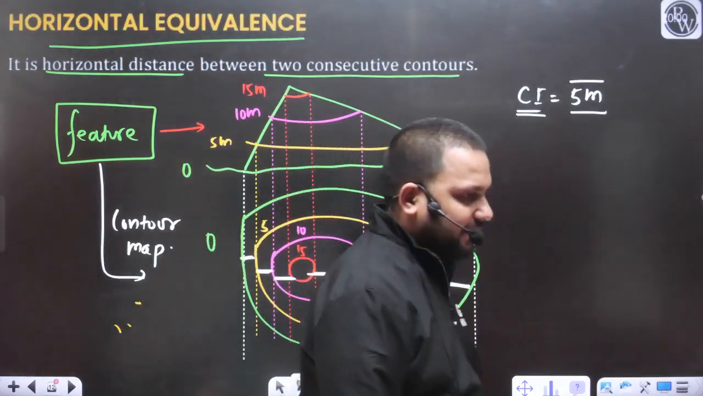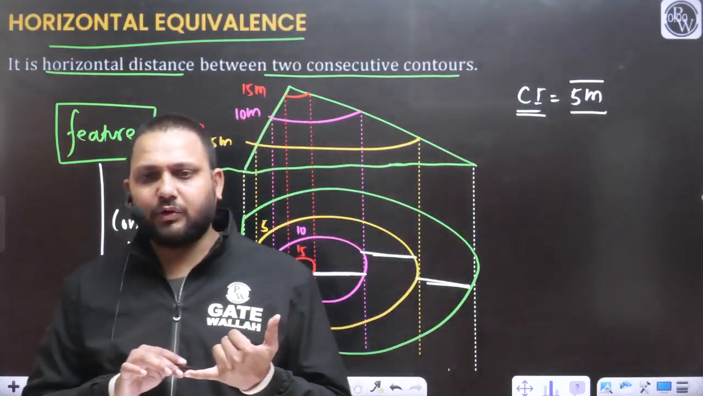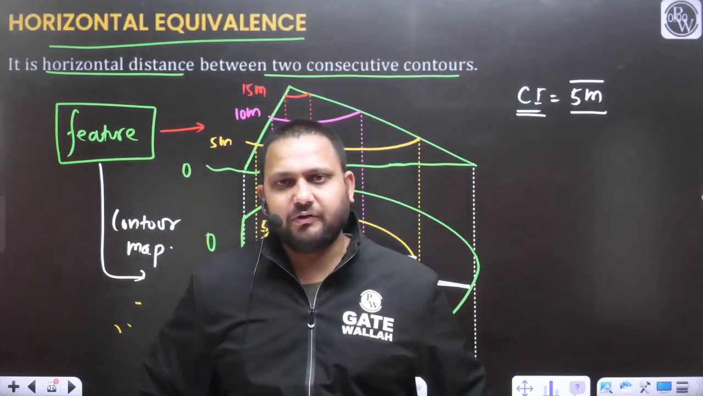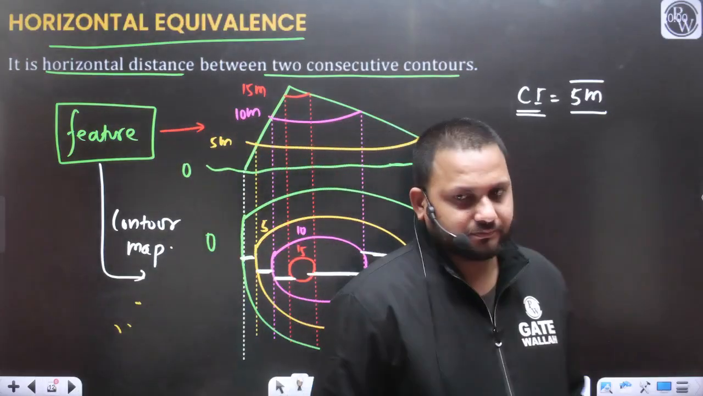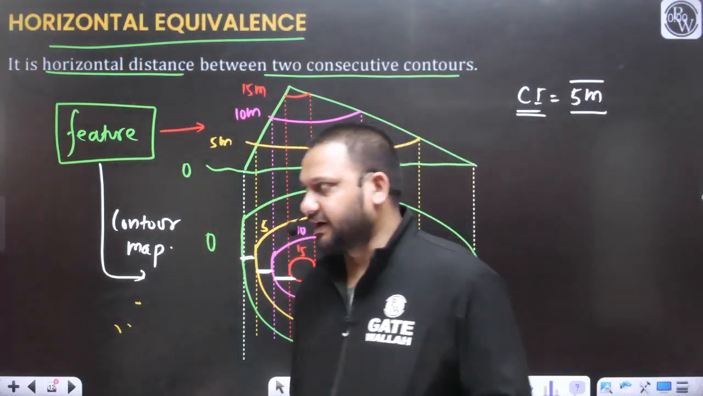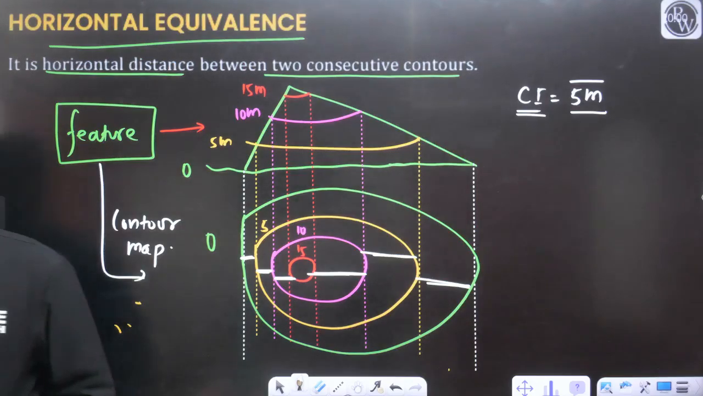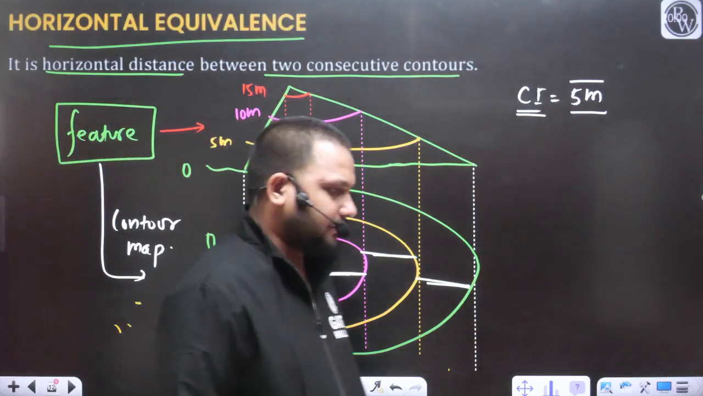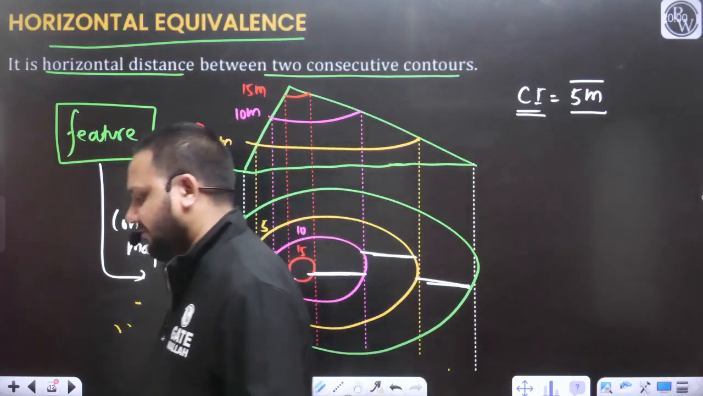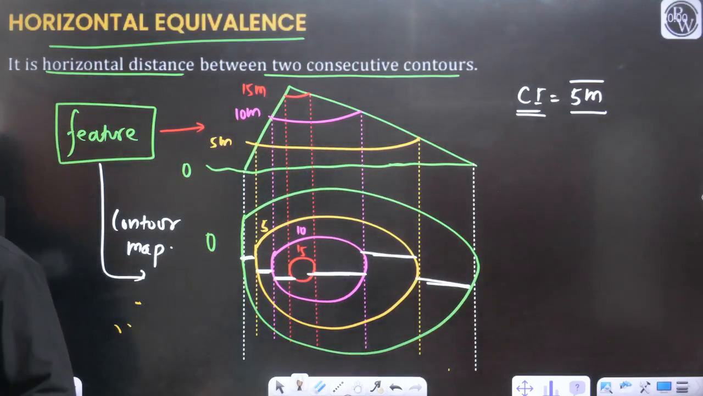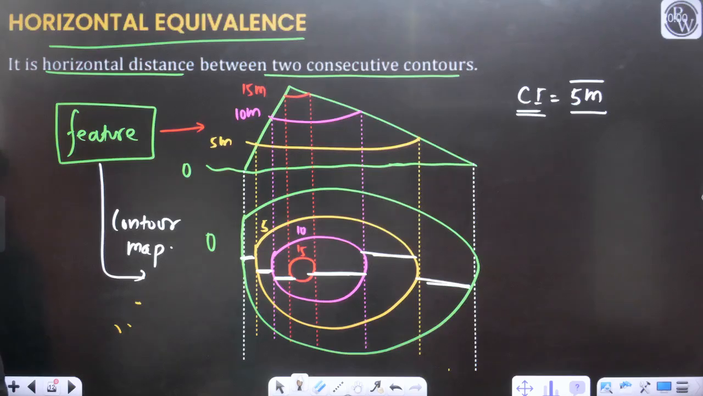If you have a clear understanding about the three terms, one is contour, second is contour interval, and third is the horizontal equivalent, everyone confirm in the chat box. And if anyone has any doubt or query at any point, you can also ask your doubts and queries. I hope the entire discussion is clear to everyone.